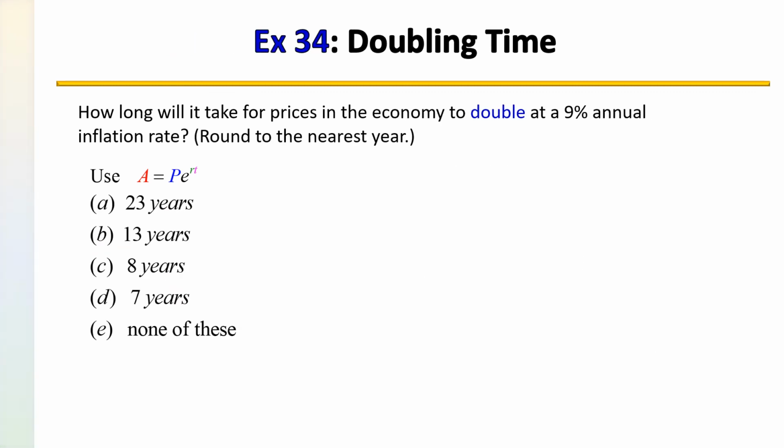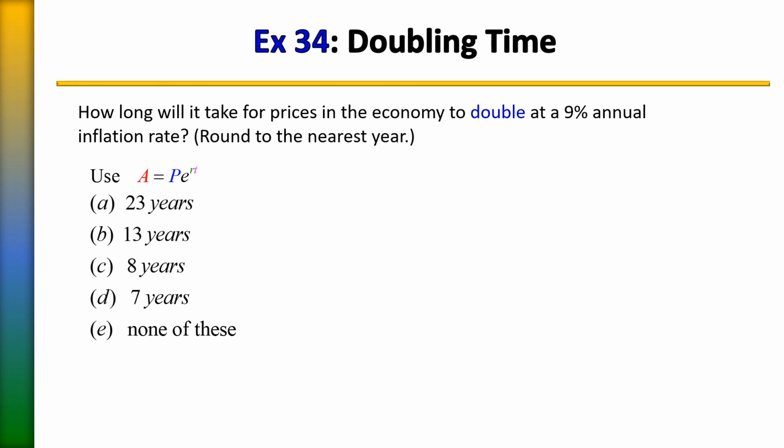In this last problem, we want to know how long will it take for prices in the economy to double at a 9% annual inflation rate. Round your answer to the nearest year. We're also going to use the A equals P times e to the rt formula whenever we want to find out how much something has doubled or increased over a period of time. So plugging in everything we know to find out what we don't know.